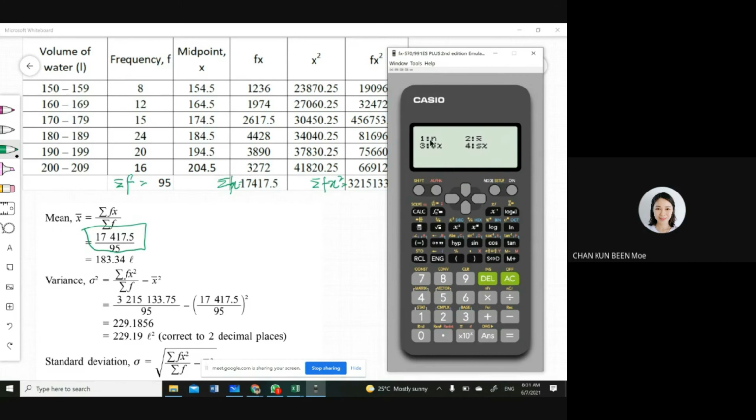So I'm going to choose 1 to represent the total frequency. So you don't have to depend on the table anymore. You have the value here. You have the total frequency. Press 1. Press equal. You can see 95. So you can insert all of this already and you get the answer.